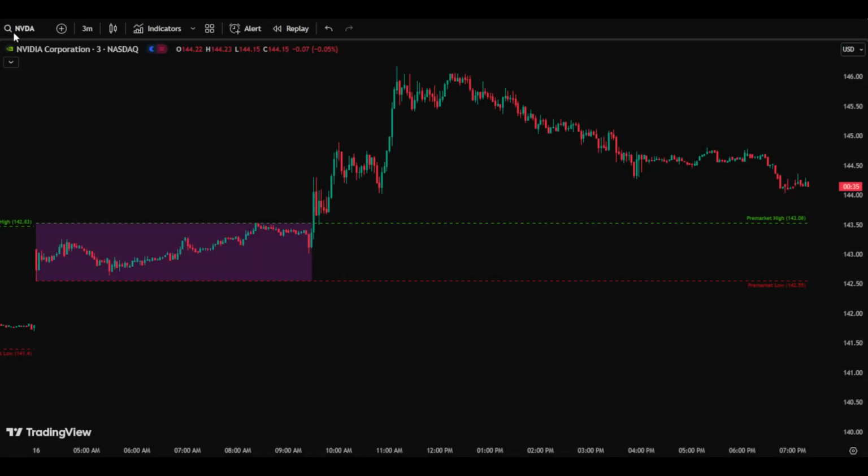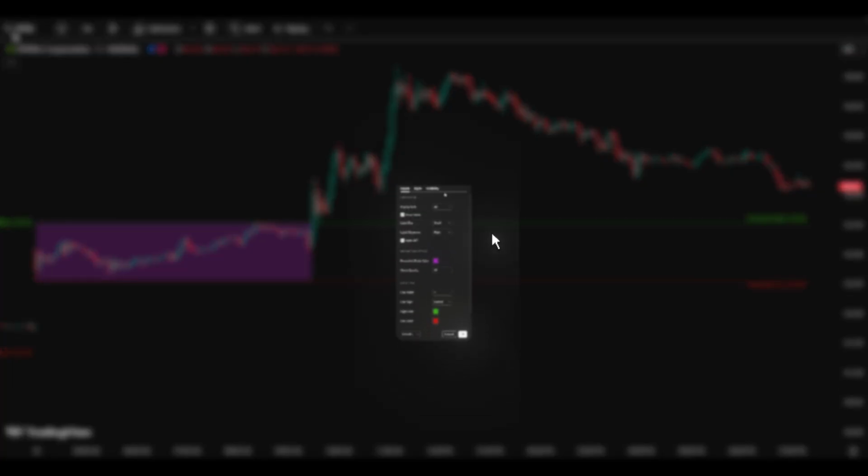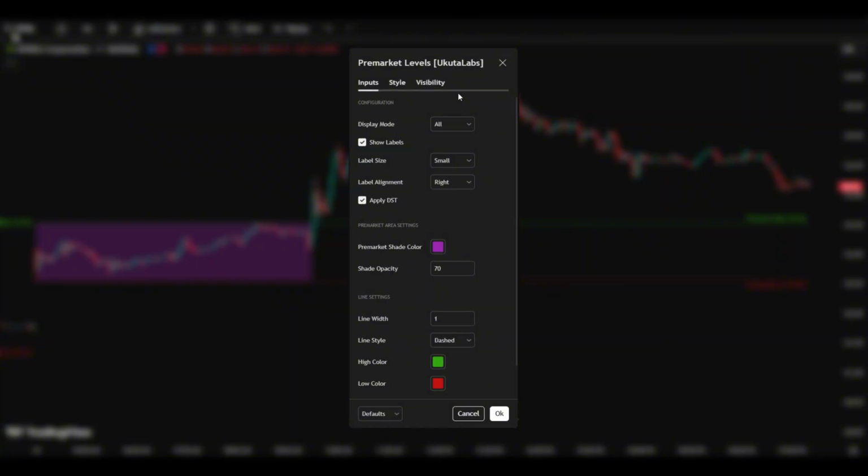Now that we've added the pre-market level indicator to our chart, let's quickly review the settings. The settings are simple to work with. You can tweak the visuals if you like, but I usually just stick with the default. They work well for most setups.